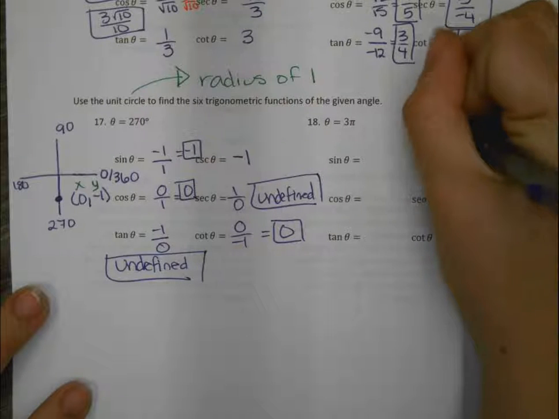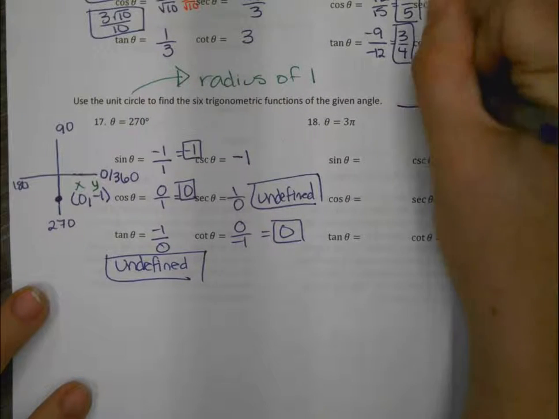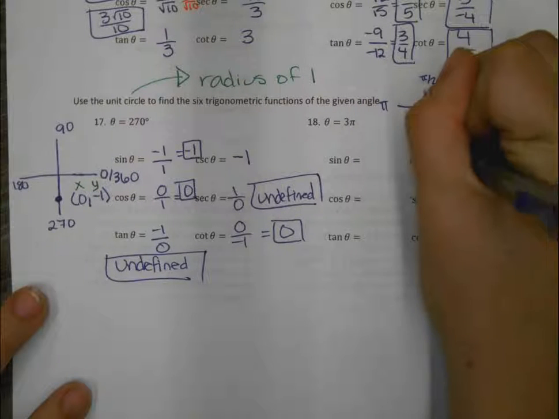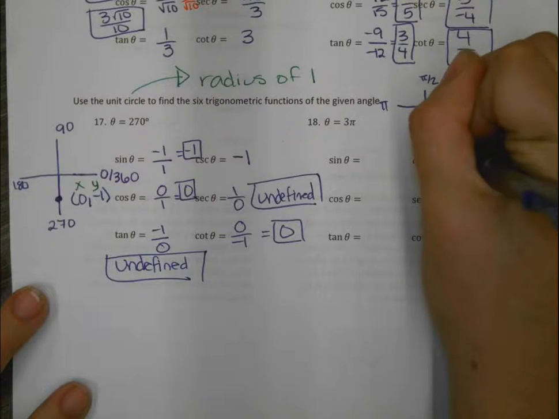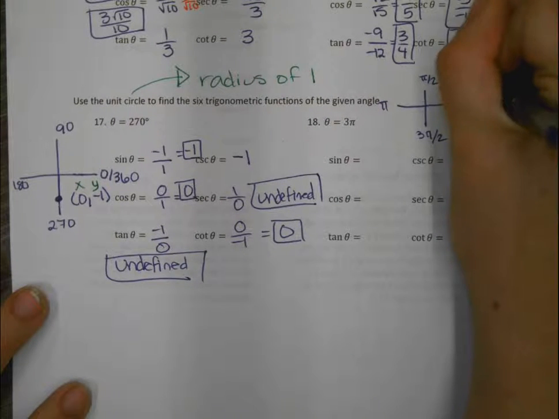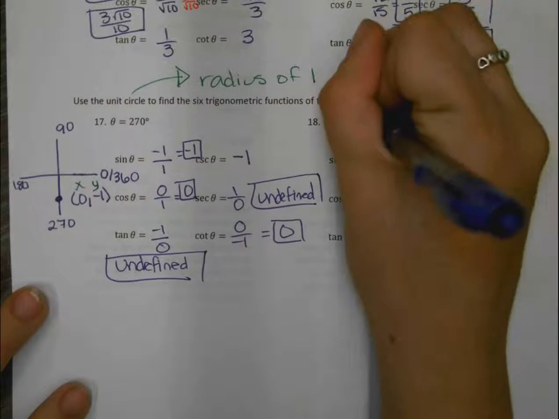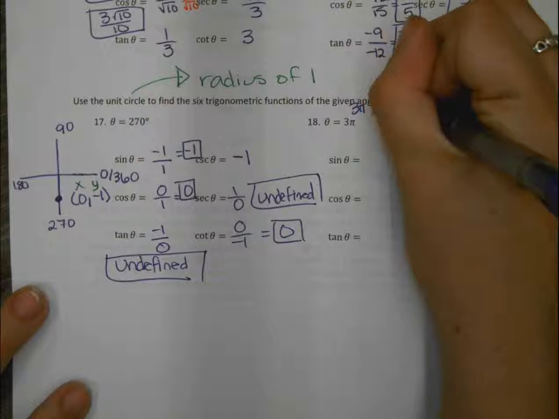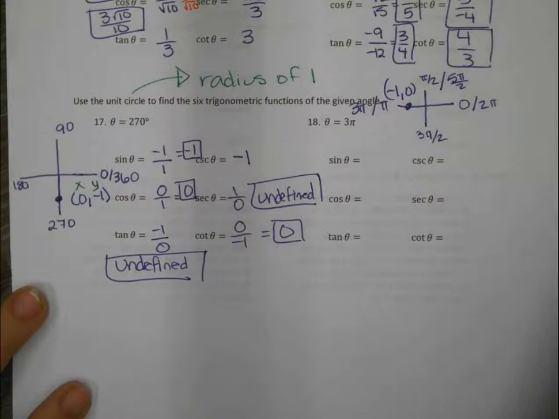Okay, same thing for 18. I'm going to start by labeling. I have 0, pi halves, pi, 3 pi halves, 2 pi. This one's going to be 5 pi halves. And this one will be 3 pi. So my point is right here, where my x value is -1 and my y value is 0.